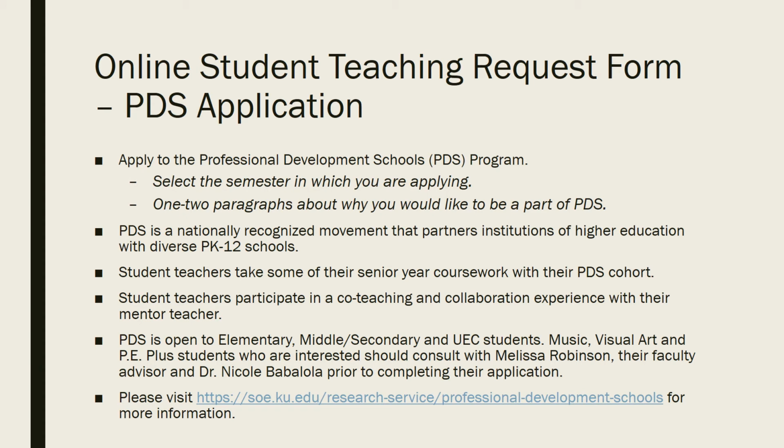If you do not want to apply to the PDS program, you can continue to the review page, review your selections, make changes if you'd like, and then submit your form. You're done. If you would like to apply to the Professional Development Schools or PDS program, you have one more section to complete. The PDS application consists of only two things. We ask you to designate the semester or semesters in which you'd like to be placed in a PDS site and to write 1 to 2 paragraphs about why you want to be a part of the PDS program.